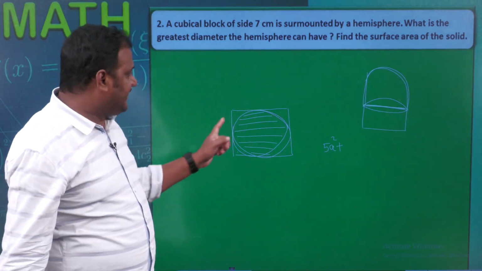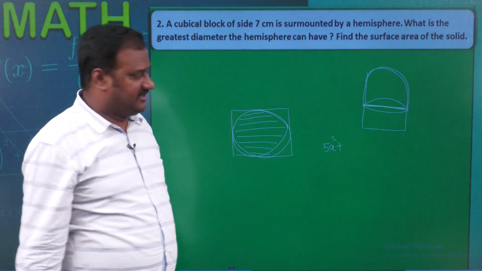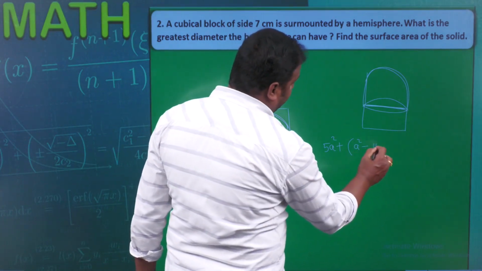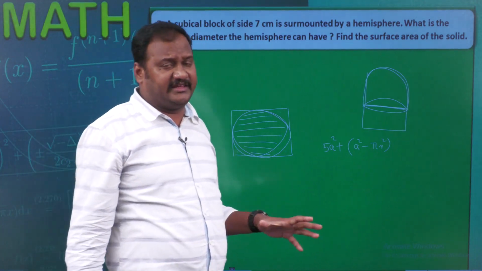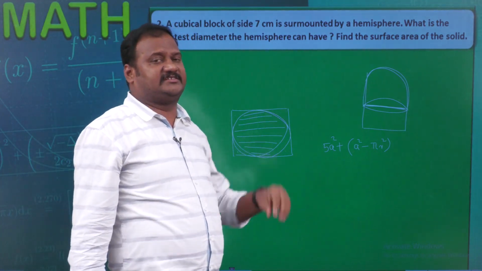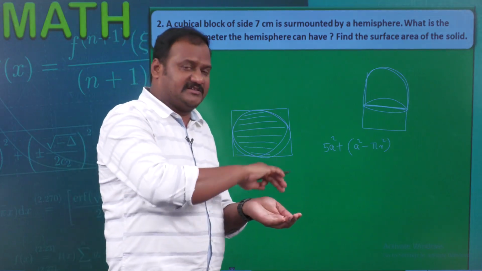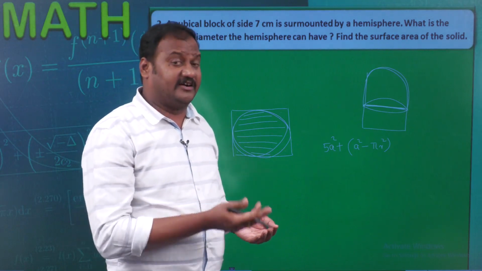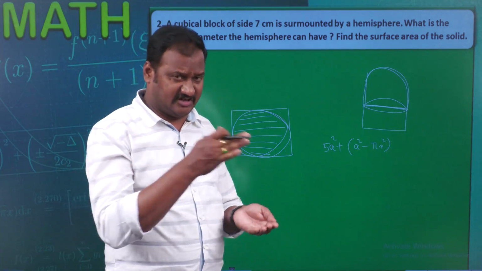So this area is going to be the area of one square minus the area of one circle. The area of the square is a square, and the area of the circle is pi r square. This is only about the faces that we can see on a cube. But a hemisphere is also placed. What can you see of the hemisphere? You can see only the curved surface area of the hemisphere. You cannot see the base of the hemisphere because it was already closed.